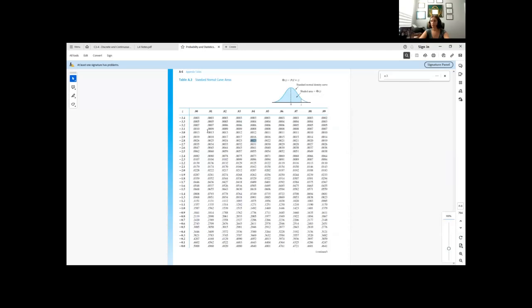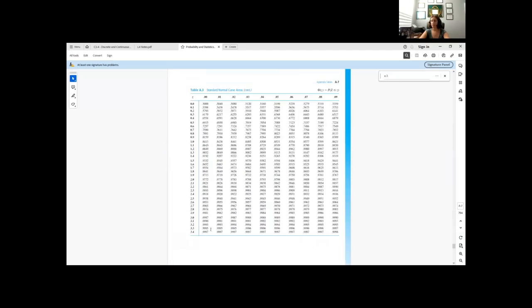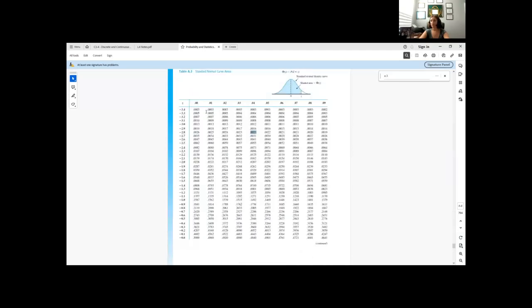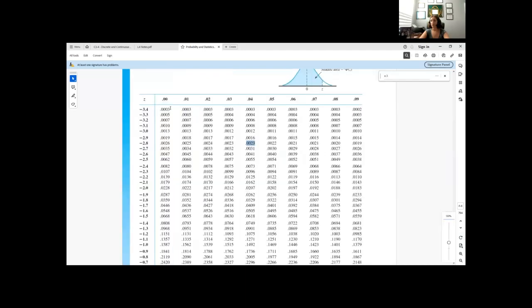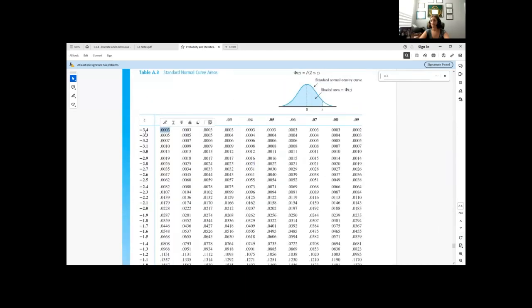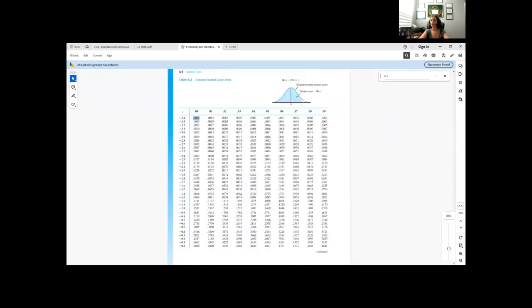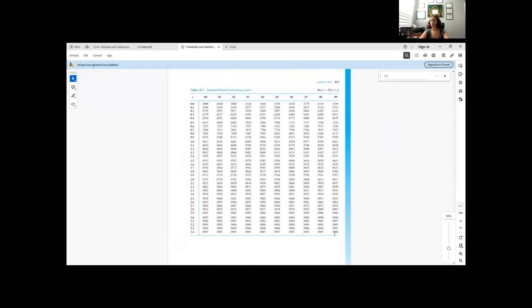And then if you flip to the next page, these are all the positive values for Z. So you'll see on the left-hand side, there's barely any area under the curve past negative 3.4. That makes sense because we only drew our picture to three sigmas anyway. And then on the next page, there's pretty much 100% area under the curve once you reach 3.49, right? That would be almost 100% of the area under the curve.